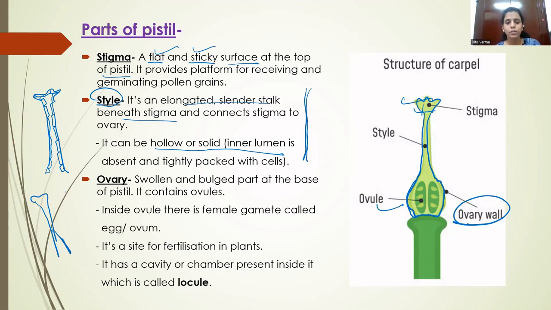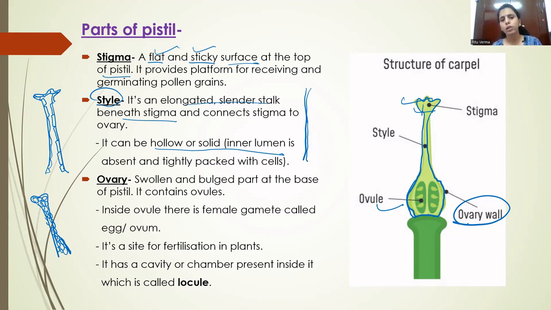The style which is solid from inside has cells all around, all inside the style, tightly or compactly packed with the cells. So style can be either hollow or it can be solid. The third part of the pistil is the ovary.